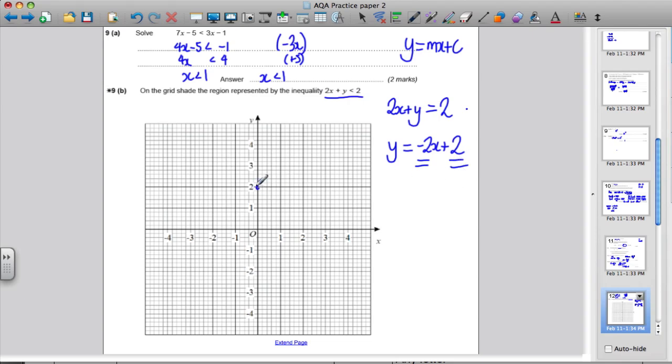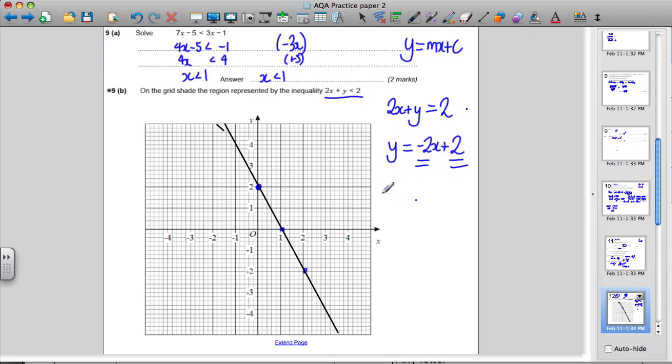So we cross at 2. As we go across 1, we go down 2. As we go across 1, we go down 2. Hence, drawing a straight line through these points here, I get my line. And it looks something like that. Now that is y equals minus 2x plus 2.